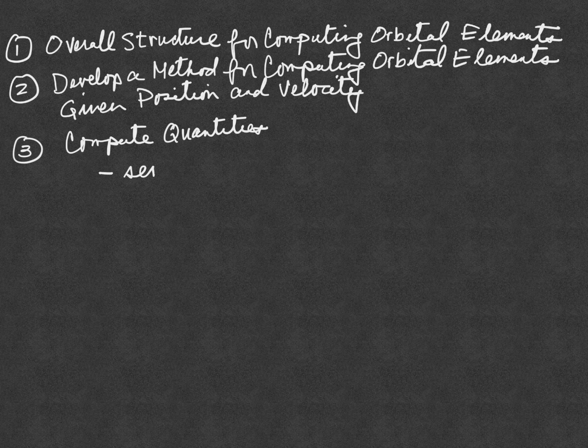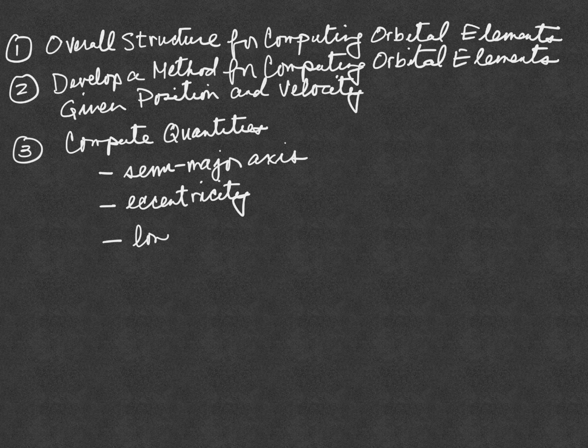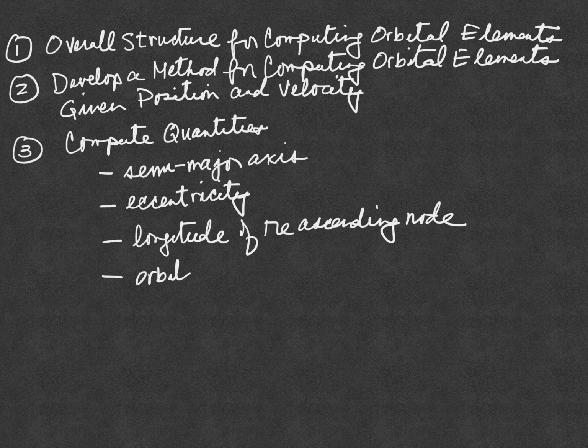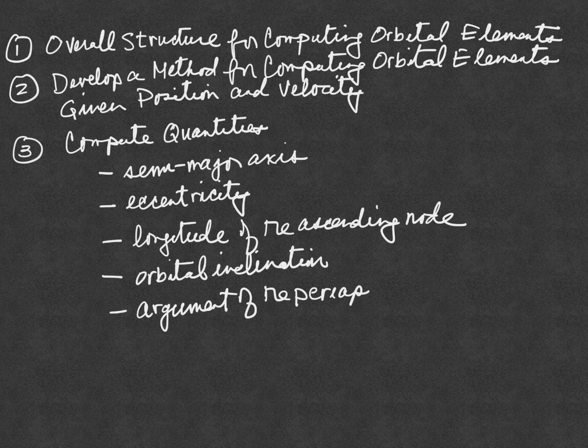the semi-major axis, the eccentricity, the longitude of the ascending node, and then the orbital inclination, the argument of the periapsis, and finally, the true anomaly.